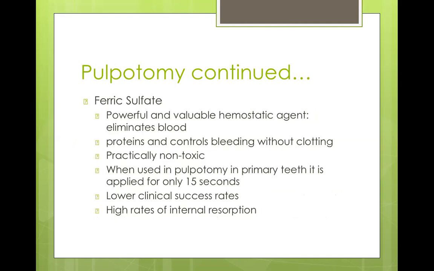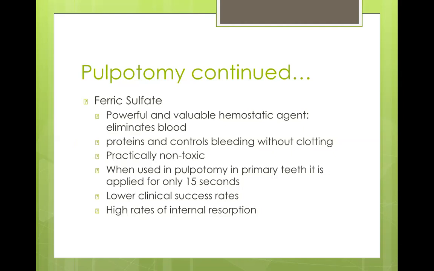And what it does, it eliminates the blood, and it controls bleeding without clotting. It is practically non-toxic. So for people that don't like formocresol, most of them use the ferric sulfate. And when used in pulpotomy, it is applied only for 15 seconds. Apply for 15 seconds, you rinse it off, and you do your zinc oxide eugenol in the chamber, you put your stainless steel crown on.